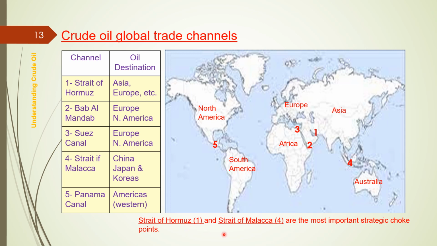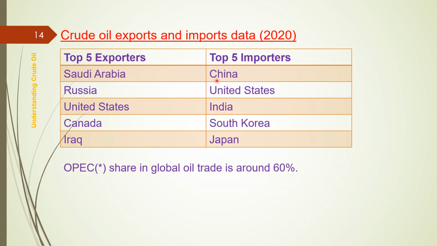Strait of Hormuz and Strait of Malacca are two important strategic channel points. Crude oil import data for 2020. Top 5 exporters and top 5 importers: exporters are Saudi Arabia, Russia, United States, and importers are China, United States, India, etc.